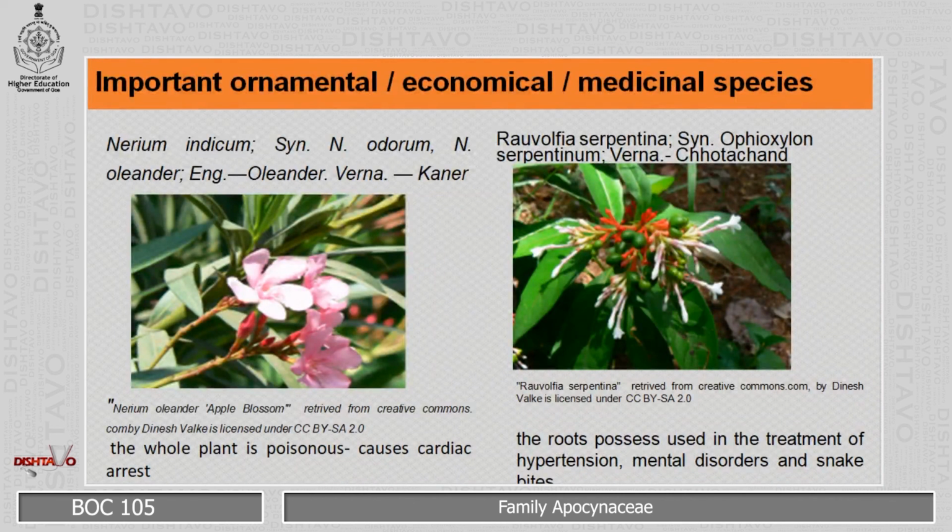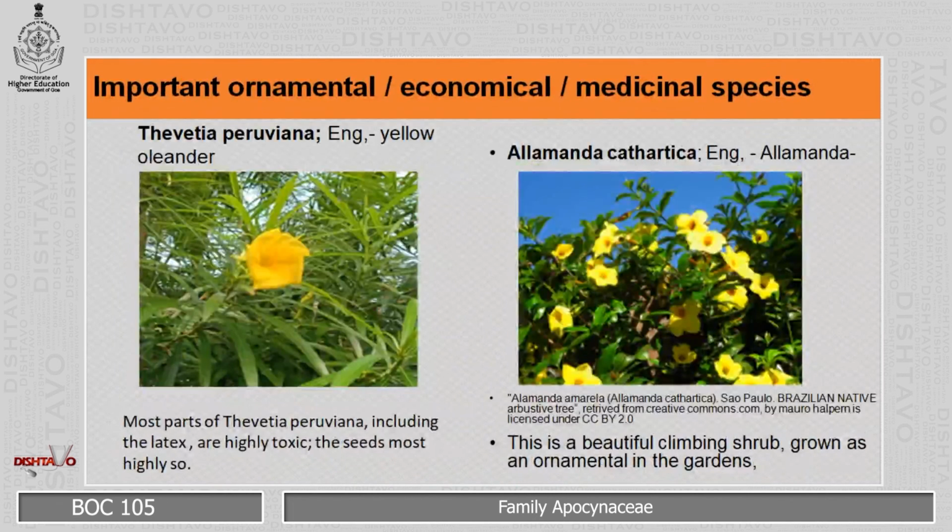Then we have Rauwolfia serpentina. Again, a very common wild growing plant, normally seen in rainy season. Now, the root possesses properties which are used for hypertension, mental disorders, and snake bite. Then we have Thevetia peruviana, another very important poisonous plant, which is commonly seen wild. We call it yellow oleander. Now, this plant, including its latex, is very toxic, and especially its fruits. They're highly poisonous. Then Allamanda is a common plant which is grown in your gardens as an ornamental plant.